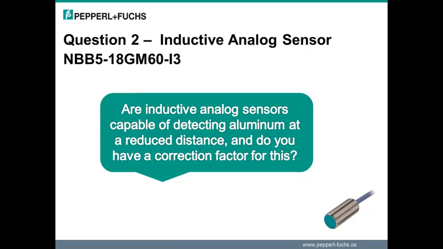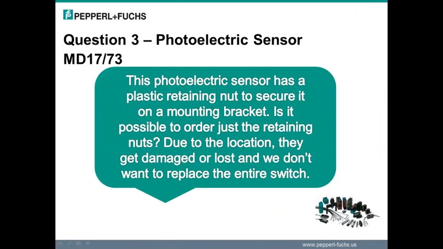For an aluminum target, this sensor's linear analog output goes from 7 to 20 milliamps over a 0 to 2 millimeter range. Okay, this customer is asking about retaining nuts for our photoelectric sensors.